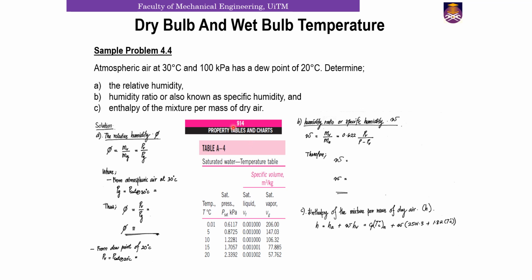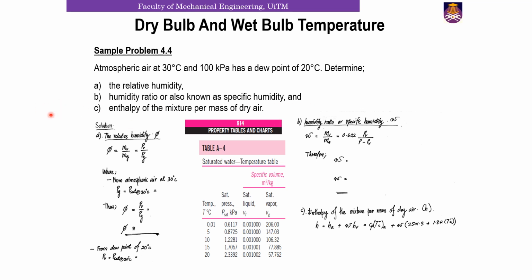Next, to find the specific humidity, you will need to use this formula. We know the total pressure, our total pressure is 100 kPa. We've already found our PV. So substitute the values here, and that will give you the humidity ratio. All right, so that is done for part B.